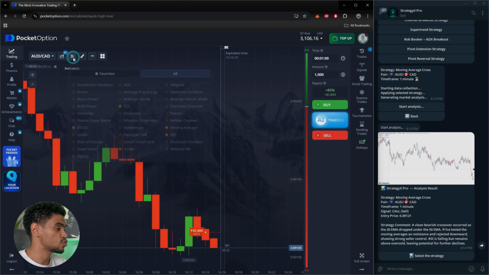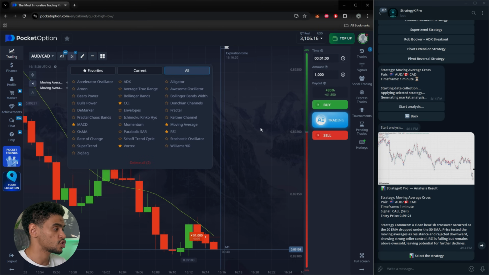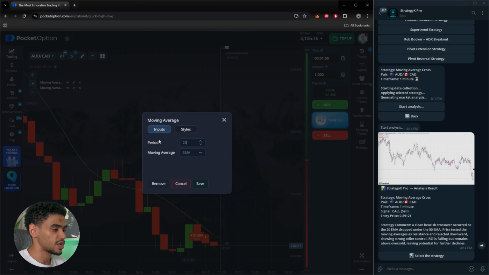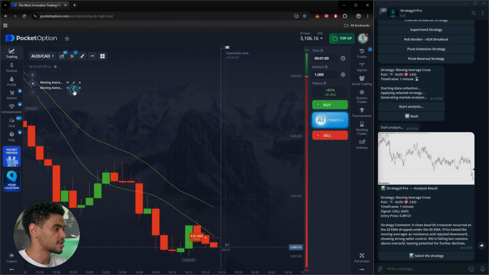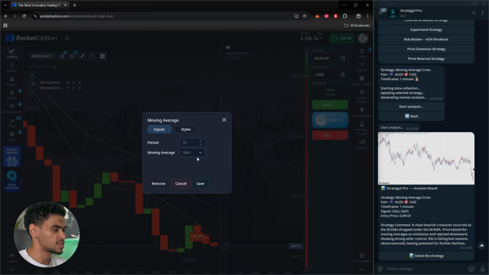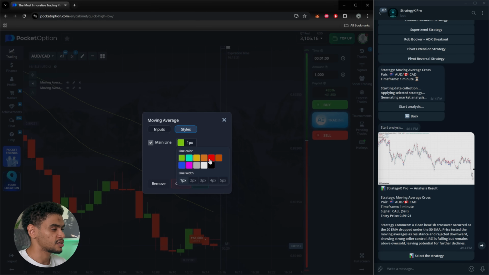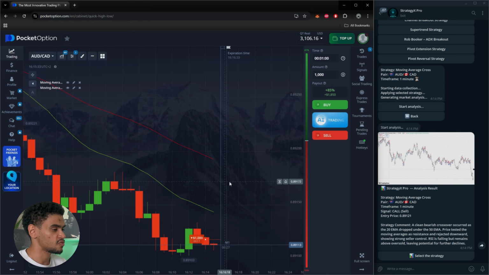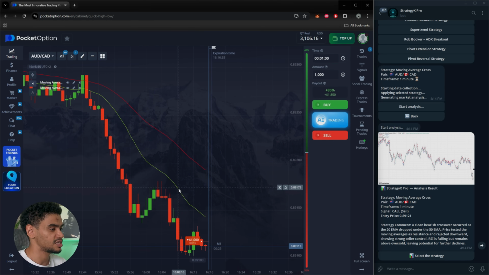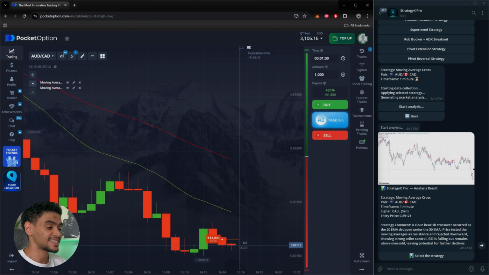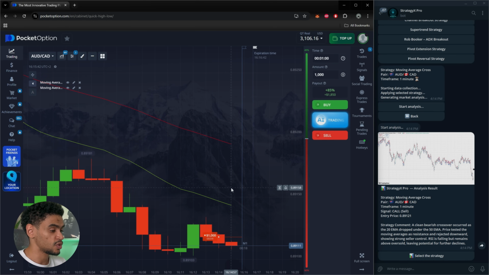So we have 2 moving averages. Let's add them to the chart, and let's do 20 with EMA type and the color green, and the second one let's do 50 with the type EMA and the color red. So as you can see right here, we have the 20 MA dipping below the 50 MA, exactly what the robot said here, and we are 8 seconds away from getting our first win.